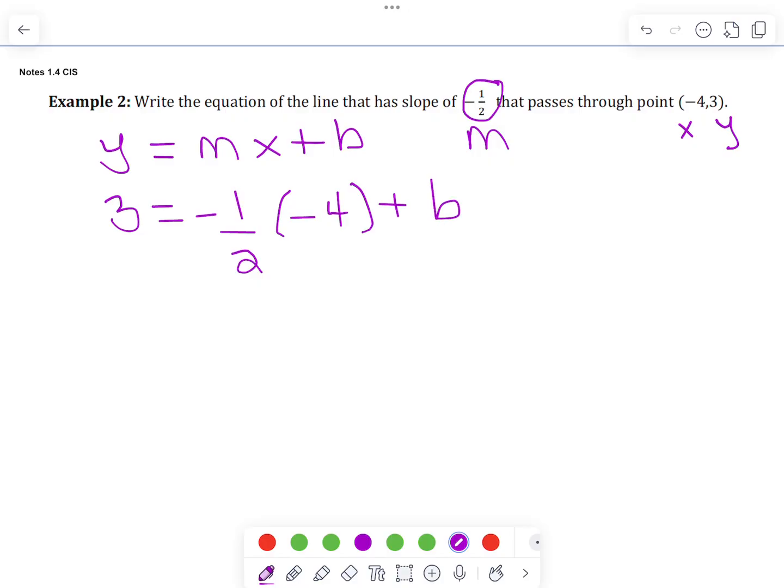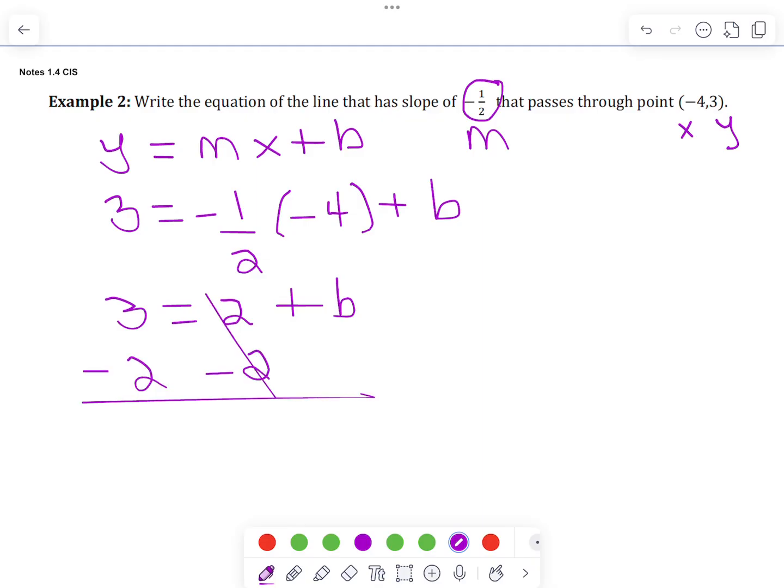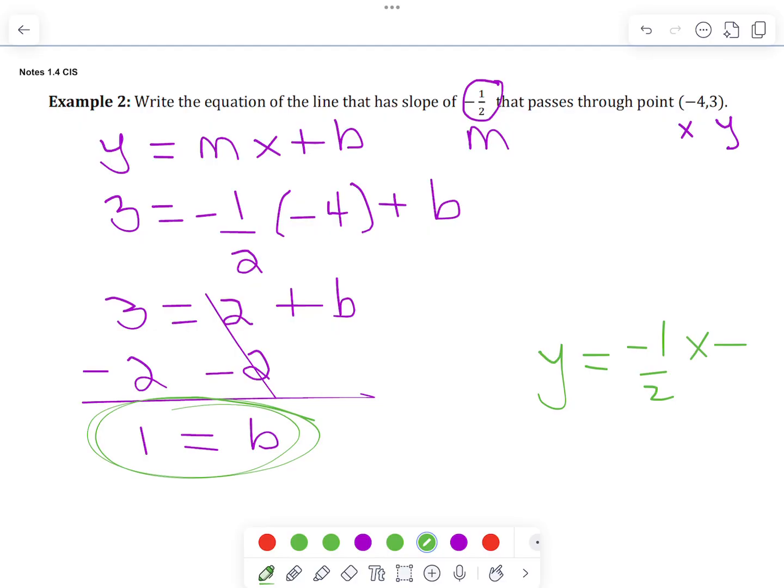And we're going to find that y-intercept. So we're going to solve for b. So we're going to take -1/2 times -4, which is 2. And then we're going to subtract 2 from both sides. So b is 1. So now we know the y-intercept. So now we can write the equation in slope-intercept form. So the slope-intercept form is y equals -1/2 x plus, and now this is our b, which is 1.